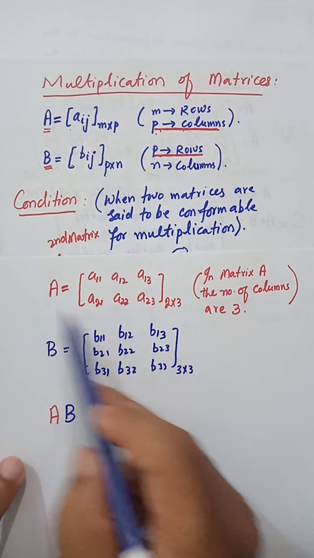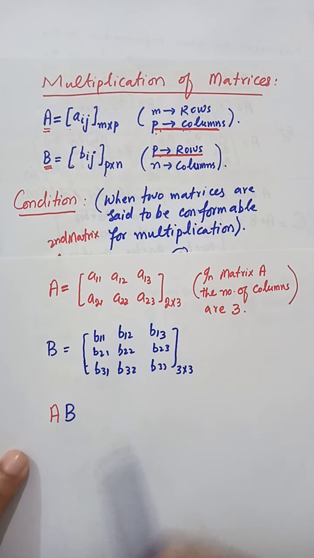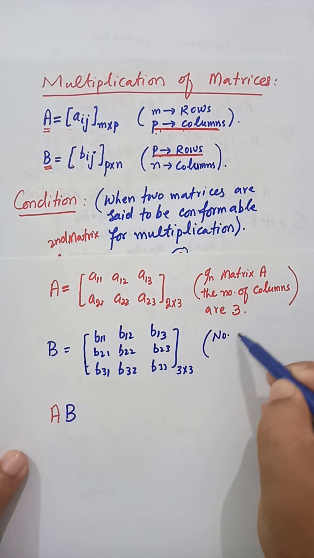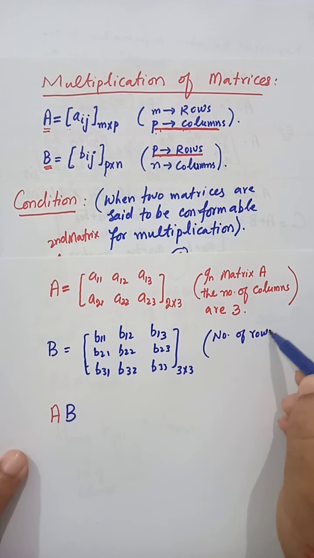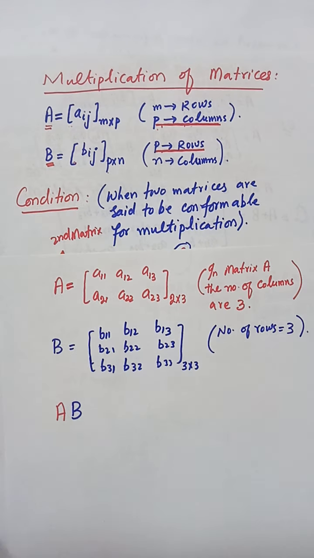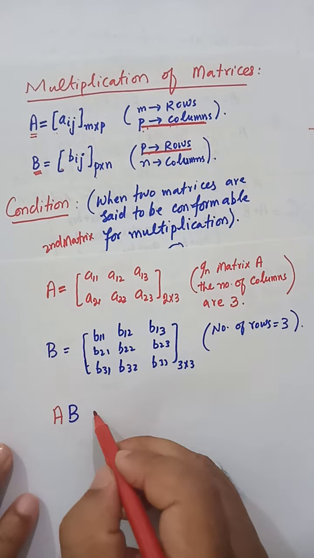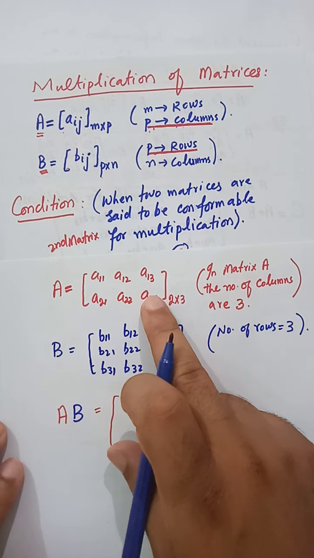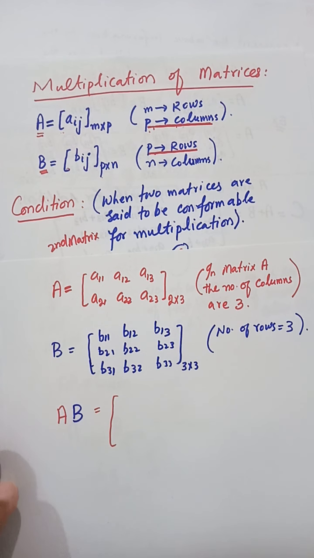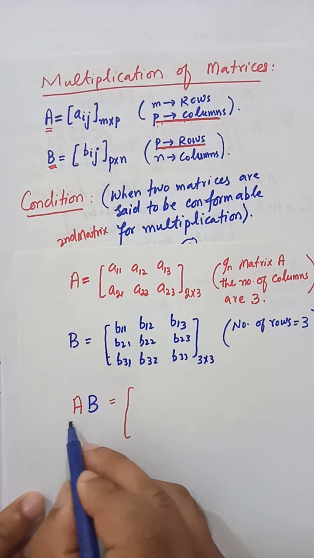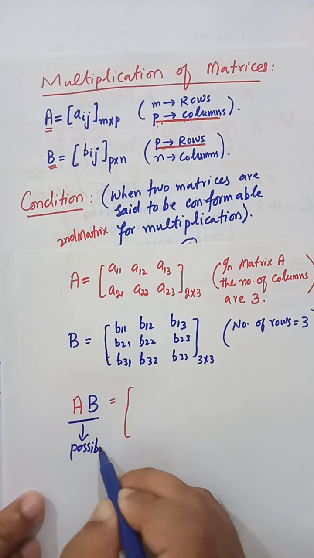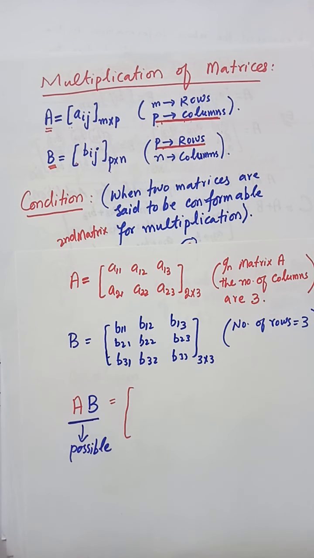So you look at the columns of this matrix and the rows of this matrix. Here the number of rows in this matrix is 3. So the number of columns in the first matrix is equal to the number of rows in the second matrix. So now this multiplication is possible. How can you multiply? Now we will discuss that.